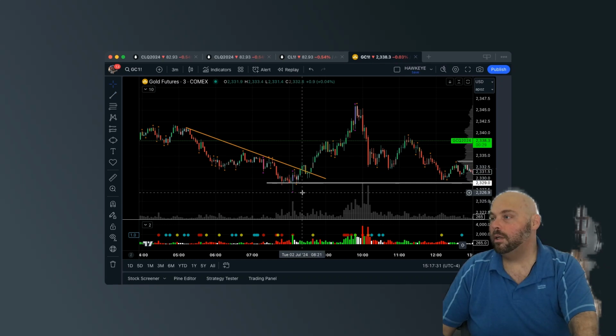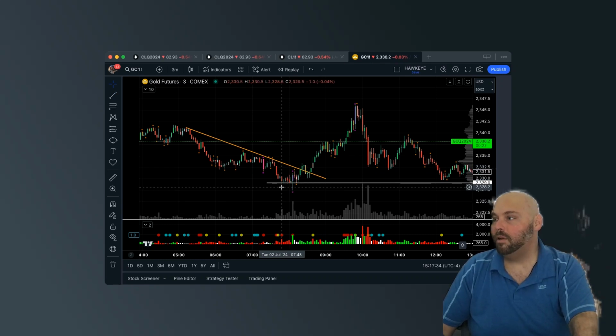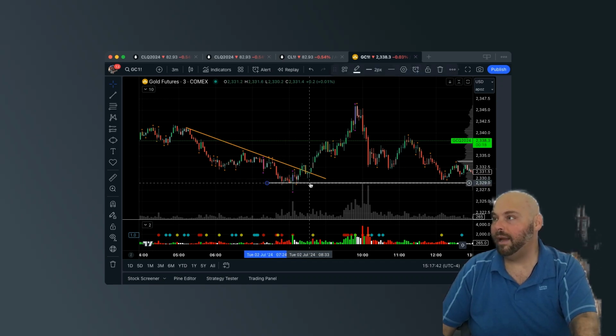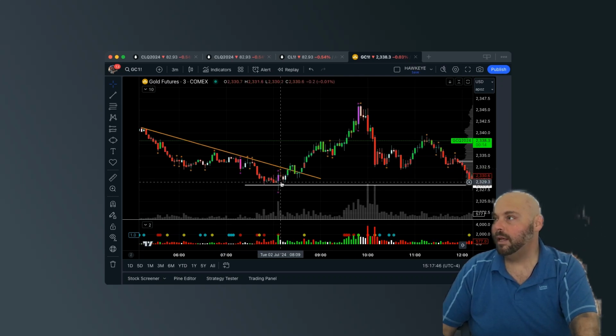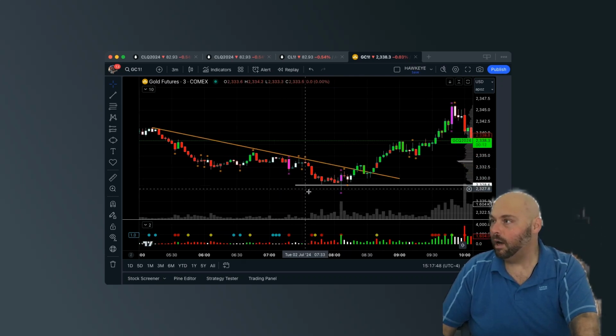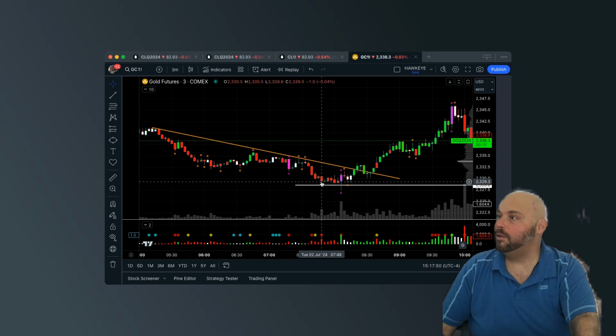I want you to notice as we came into this level initially, we had ultra high selling volume, right? We were unsuccessful in closing below the wick of that candle, all right? I'll even move the line down there so you can see it. So this candle here, let me zoom in so it's a little more obvious. Right here, okay? Super important.